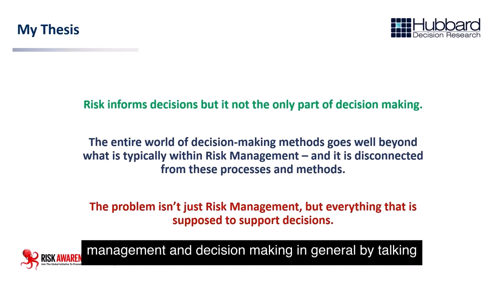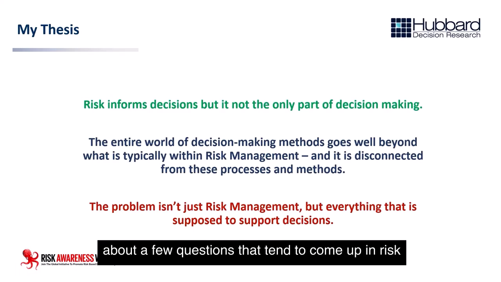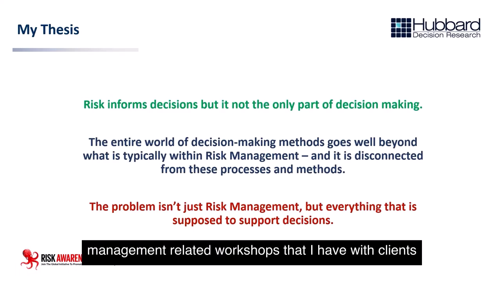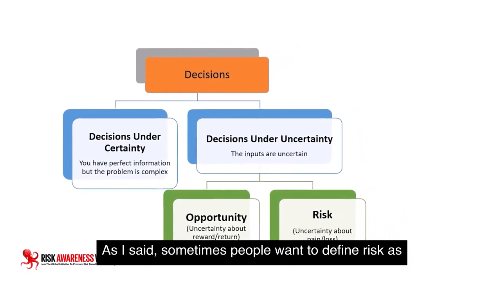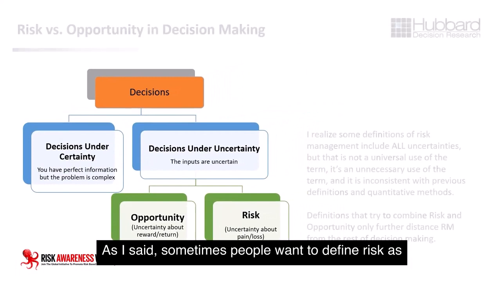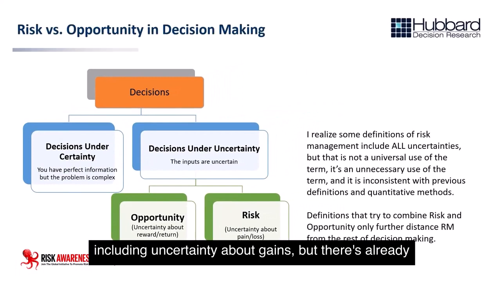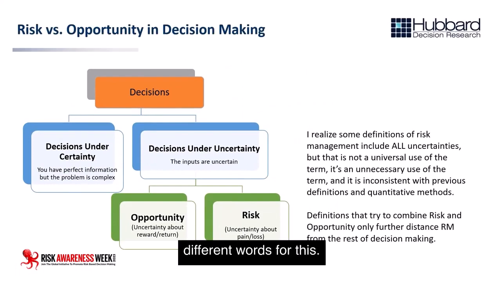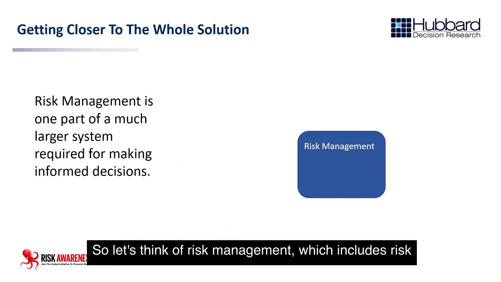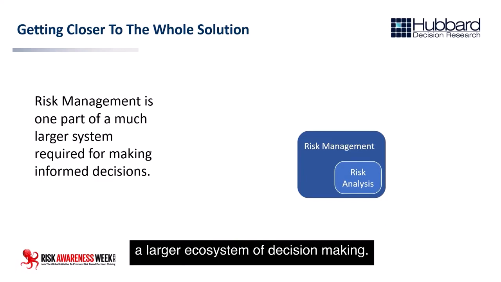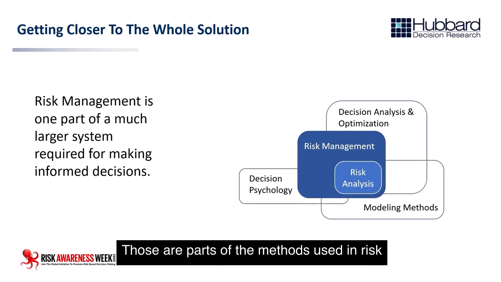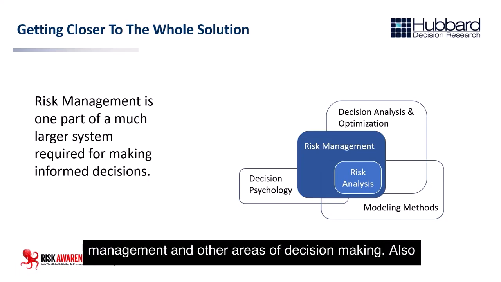Disconnect between risk management and decision-making in general by talking about a few questions that tend to come up in risk management-related workshops that I have with clients. You probably run into these issues too. As I said, sometimes people want to define risk as including uncertainty about gains, but there's already different words for this. So let's think of risk management, which includes risk analysis, as part of a larger ecosystem of decision-making. Those are parts of the methods used in risk management and other areas of decision-making.